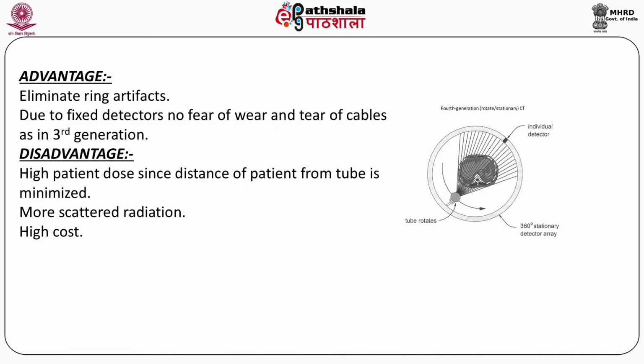Due to fixed detectors, the tear and wear problem was completely eliminated, but the disadvantage is that this led to high patient dose since the distance of the patient from the tube is minimized. Secondly, there was more scatter radiation, and because more detectors were added, the cost was a problem. It used to be highly costly.